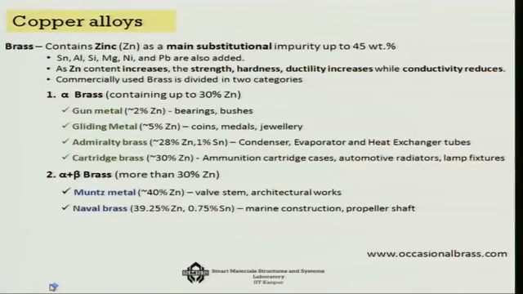Now, what are the alloys that copper is generally used to make? The most important one is brass, which contains zinc. Earlier we talked about zinc, and zinc actually goes as a substitutional impurity, which means that copper atom and zinc atom are of comparable size, hence one can be substituted inside the lattice of the other. Also tin, aluminum, silicon, magnesium, nickel and lead are also added. And an important thing about zinc addition is that if zinc increases, its strength increases, its hardness increases.